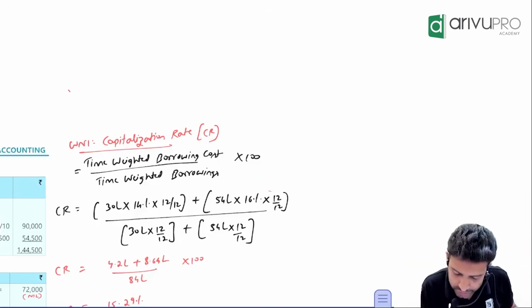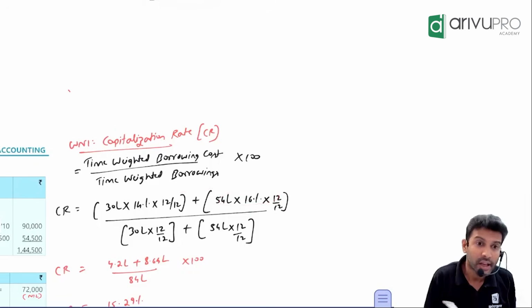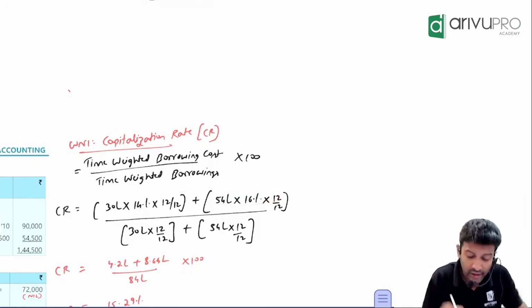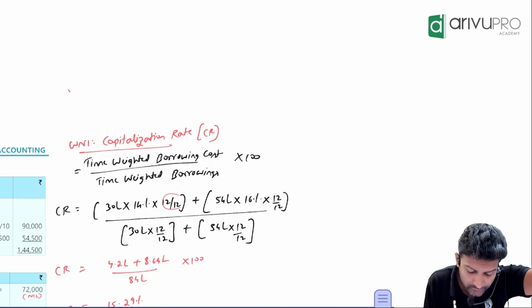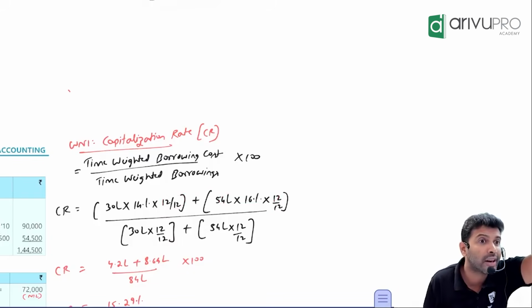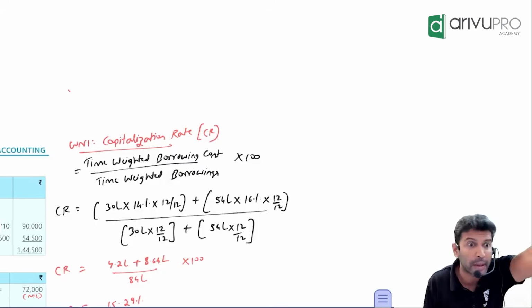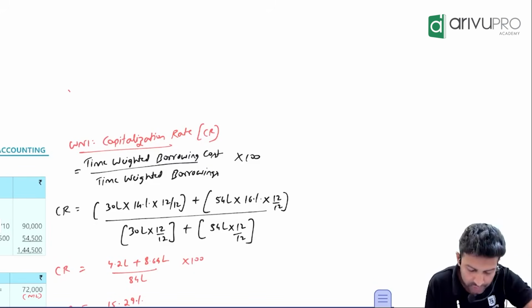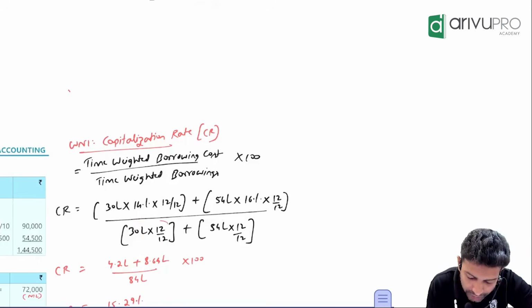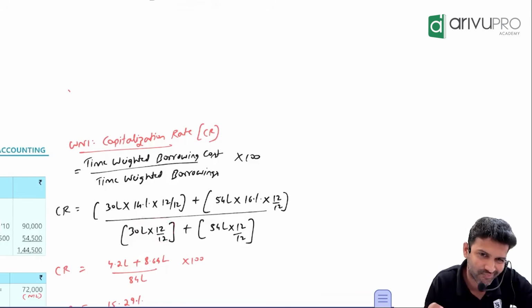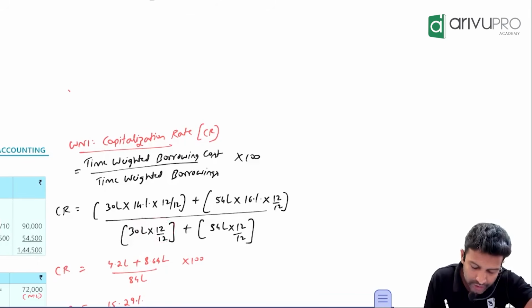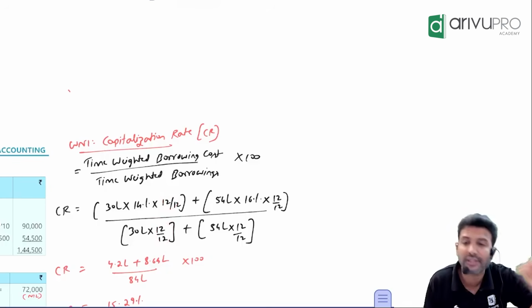Okay. So this is the second loan's interest. Similarly, if you are assigning weights in the numerator, you should assign weights in the denominator also. If you have taken a loan for 10 months, you will take 30 lakh into 10 by 12. Understood?